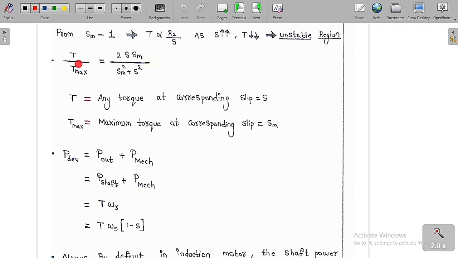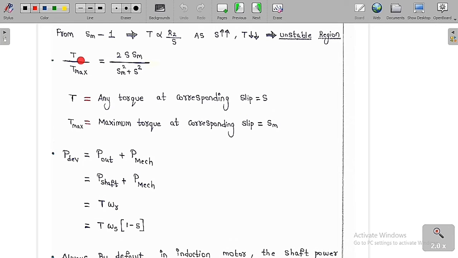Then I have already told you the ratio: T by T_max is equal to 2·S·S_m by (S_m² + S²). Here T is the torque at the corresponding slip S, and T_max is the maximum torque at the corresponding slip S_m. T is the torque of the induction motor at a slip of S, and T_max is the maximum torque produced by the induction motor at slip S_m.